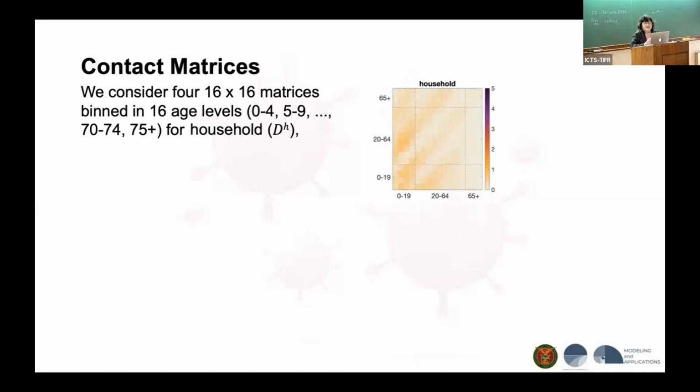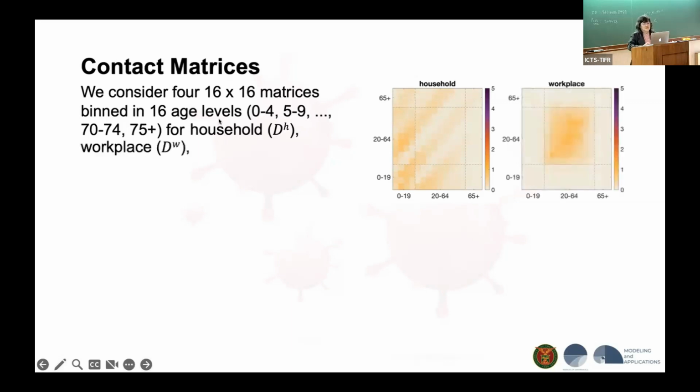Now I will explain how we obtain the contact matrix capital C, the 3x3 matrix. We first consider four 16x16 matrices binned in 16 age levels. The first level is from 0 to 4 years old. The second is from 5 to 9 years old, and so on. The 15th age level is from 70 to 74 years old, and the 16th age level would be 75 years old and above.